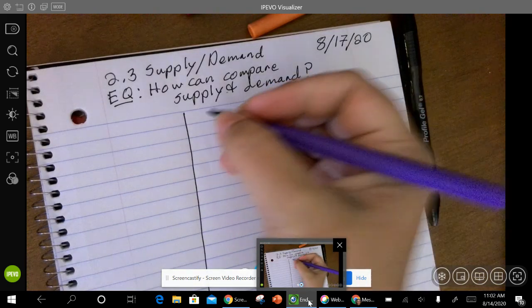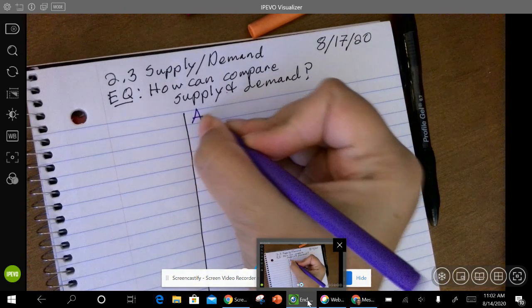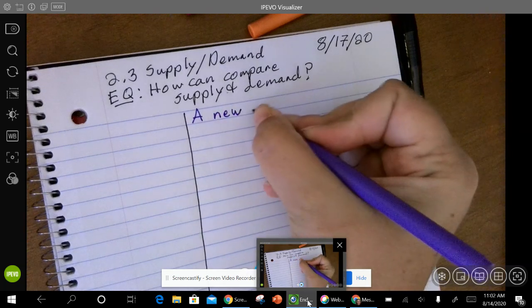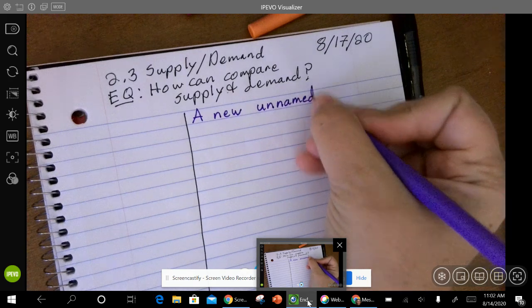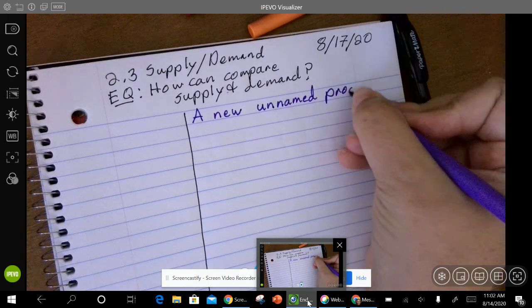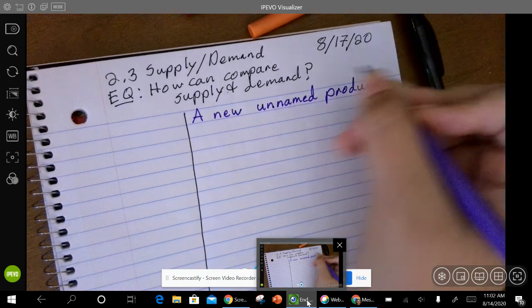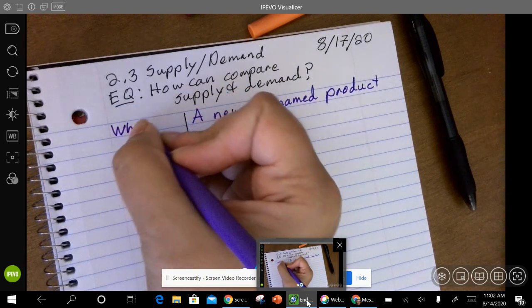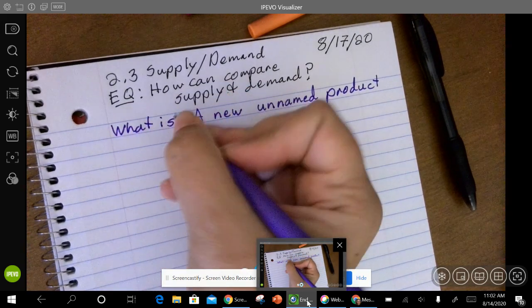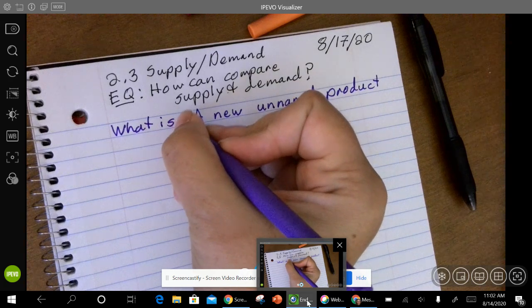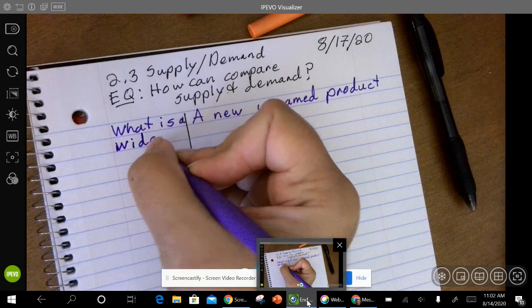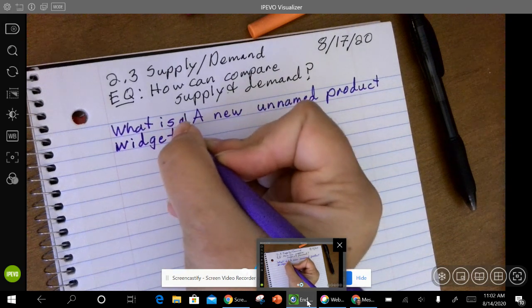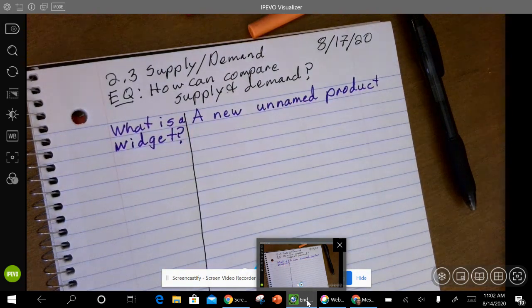So a widget is a new unnamed product. So a widget is a new unnamed product. So what is that's for the W widget. Okay. So again, we're talking about it.